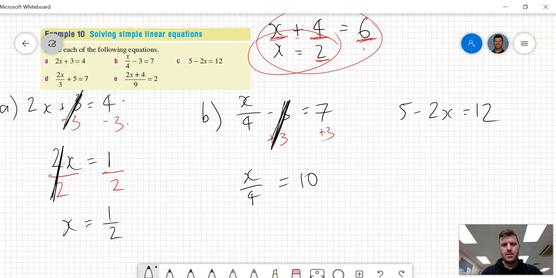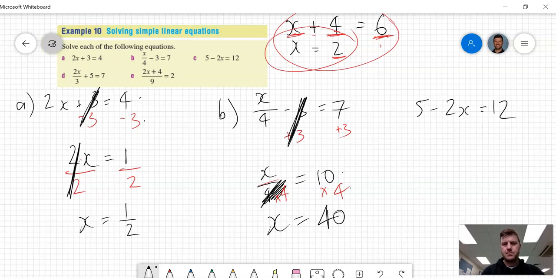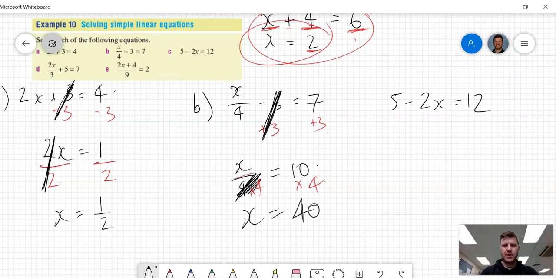Now to get rid of the 4, the operation happening between the x and the 4 here is divide. So the opposite of divide by is times by. So divide by 4, times by 4. That gets rid of it. If I do that to the left-hand side, I need to do that to the right-hand side. So I need a times 4 over here as well to keep it balanced. So x is equal to 10 times 4, which is 40. That's a nice whole number answer. And again, I'm keeping the equation balanced. Whatever I do to the left, I do to the right. You can see that in these examples that I've done.